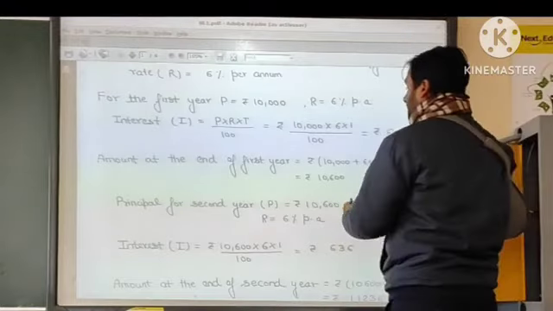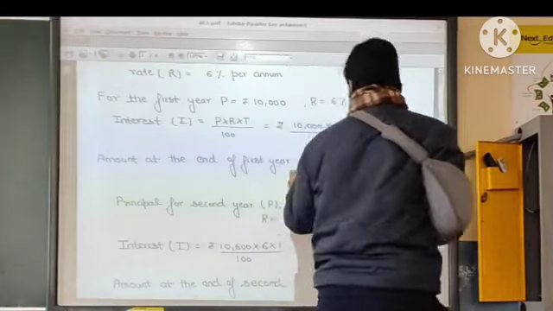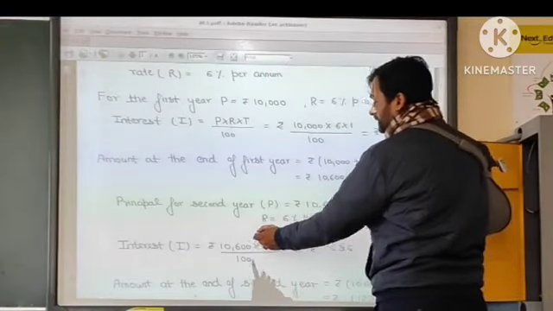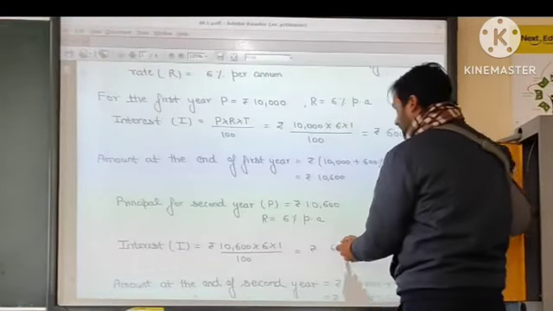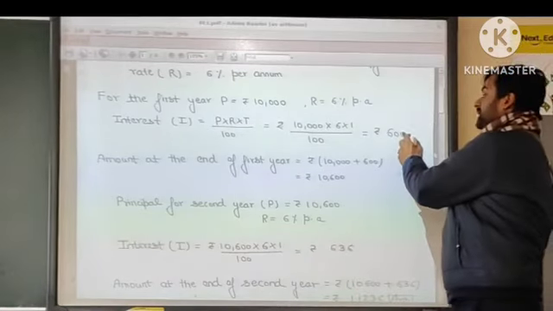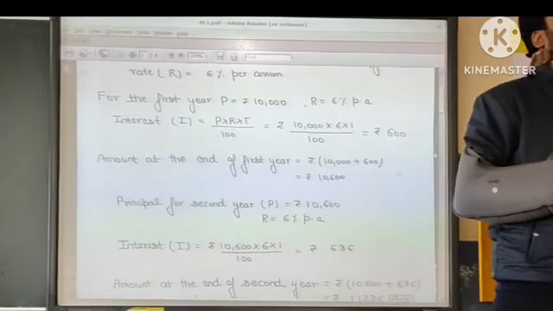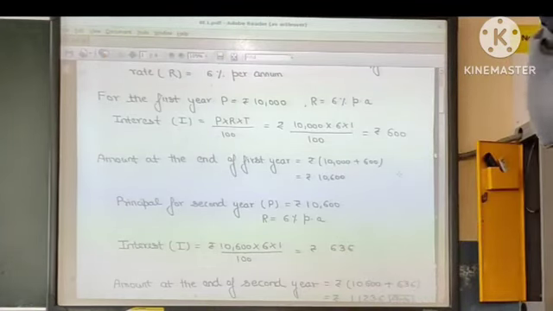Now see, if the principal is 10,600 and rate 6% per annum, you get the interest, which is 636. Now you can compare here. The interest for the first year was 600. Here the interest is 636. That means the interest is changing year by year. And how is it changing? Because the principal has changed.